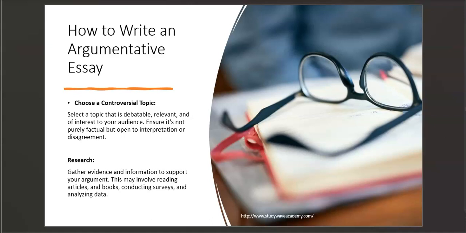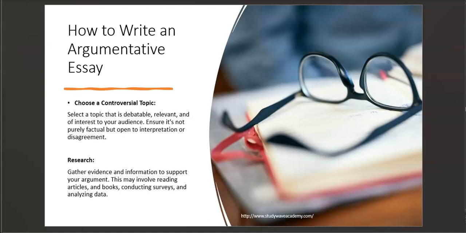Just the same as the other essay, the narrative essay we're looking at. With the argumentative essay, you must choose a controversial topic. For the narrative essay, we were choosing a topic that is personal to you. But now here, you choose a controversial topic. Select a topic that is debatable, okay? Don't select a topic like, is poverty good or bad? Obviously, we know poverty is bad.